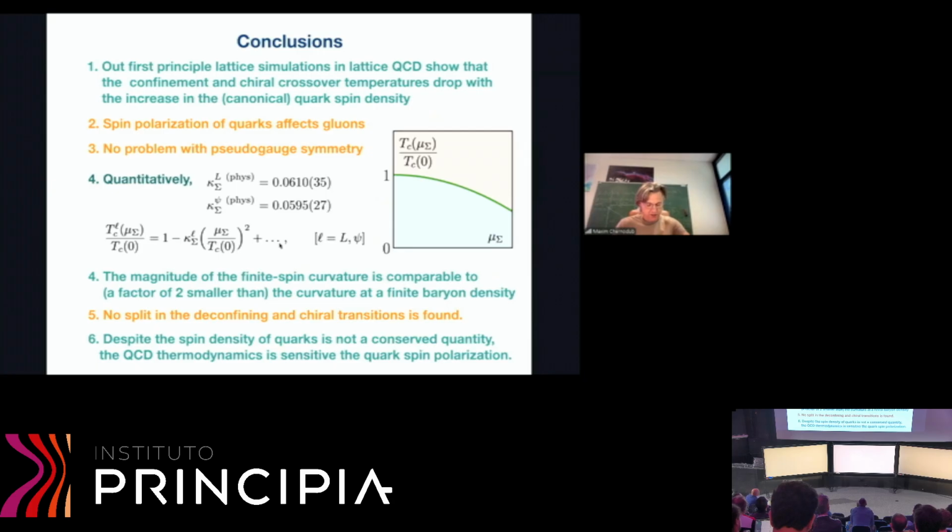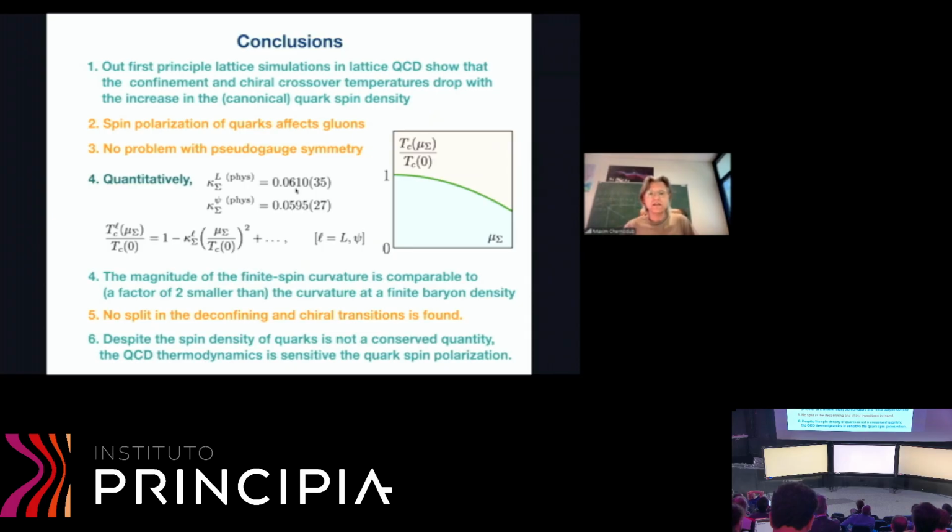So now I'm coming to the conclusions. I hope that I'm in time. The conclusions are that we applied first principle lattice simulations in 2 flavor lattice QCD, and we show that the confinement and chiral crossover temperatures drop together with the increase of canonical quark spin density. I say canonical because we introduce it using the canonical spin operator. This is the qualitative behavior, and the curvatures of this transition for both transitions coincide and overlap, and they are given by these dimensionless numbers.